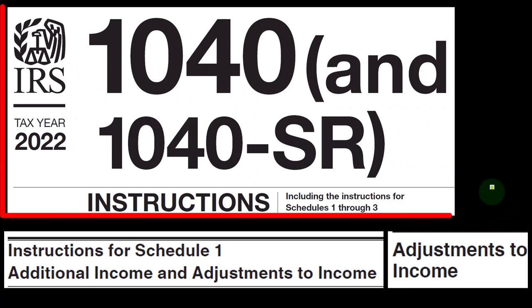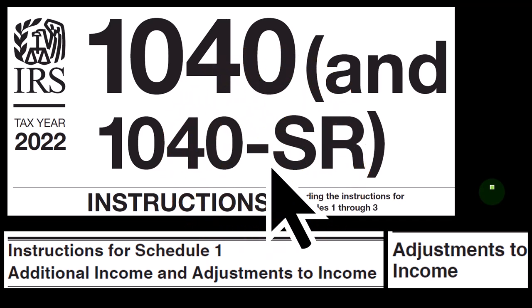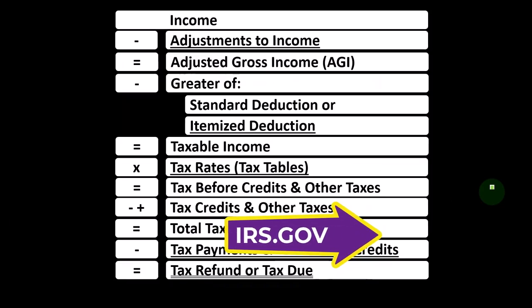Most of this information comes from the Form 1040 Instructions Tax Year 2022, Instructions for Schedule 1, Additional Income and Adjustments to Income, Adjustments to Income section, which you can find online at the IRS website, irs.gov.